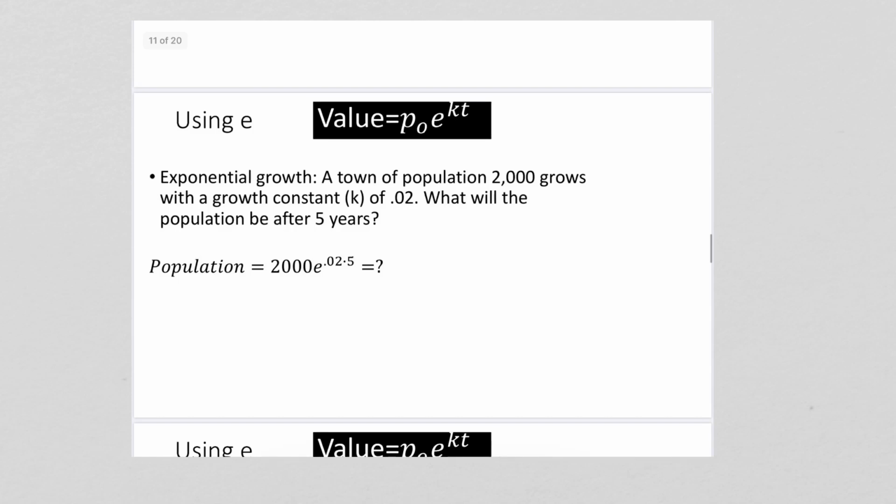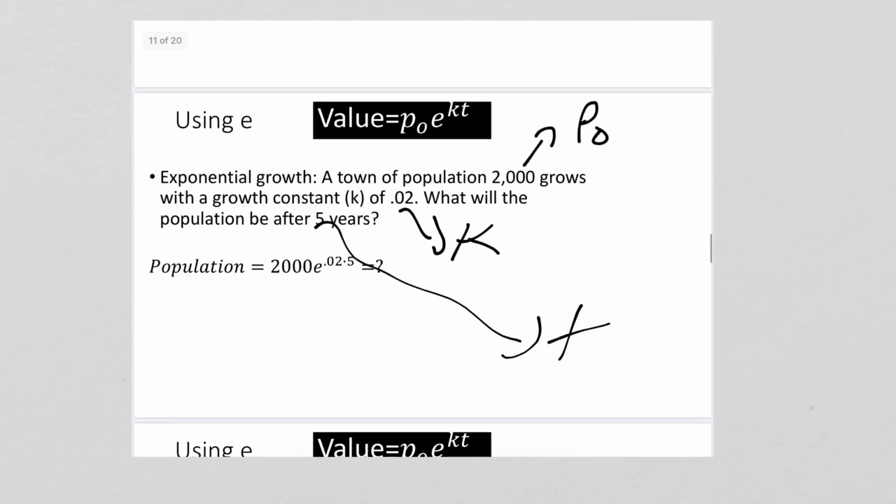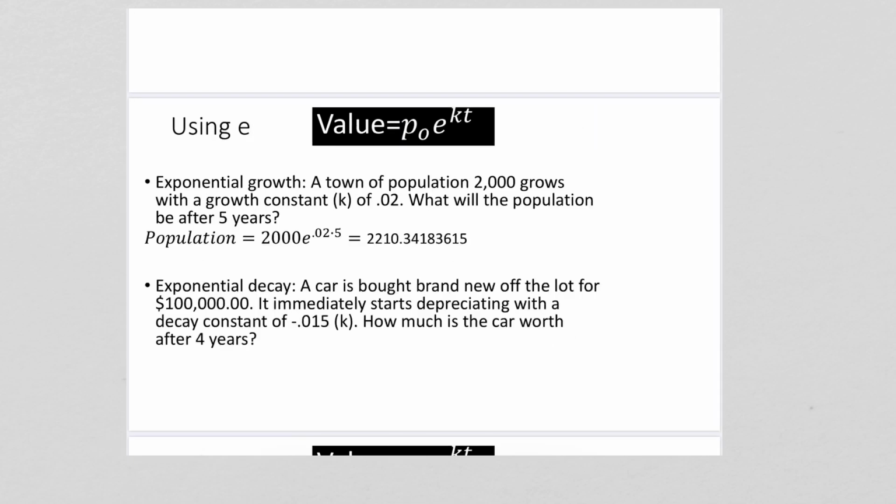But we can see in an example, let's say we want a town population of 2,000 to grow exponentially with a growth constant k of 0.02, then what will be our population after 5 years? So to set this up, we're just going to do 2,000, our P naught, right? Maybe I can label this up here. This is P naught, right? And then this is k. So we do 2,000 times e to the 0.02, and then 5 is going to be our t value, right? So 0.02 times 5, and that gives us 2,210 people about, right? So that's our estimated population after 5 years.